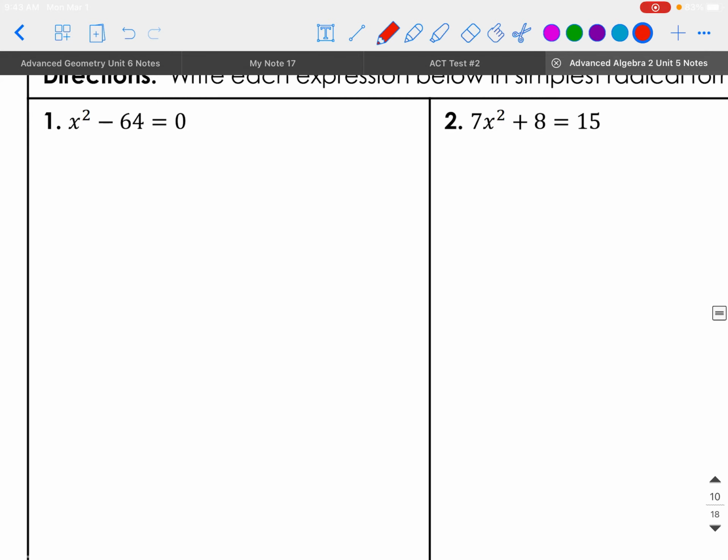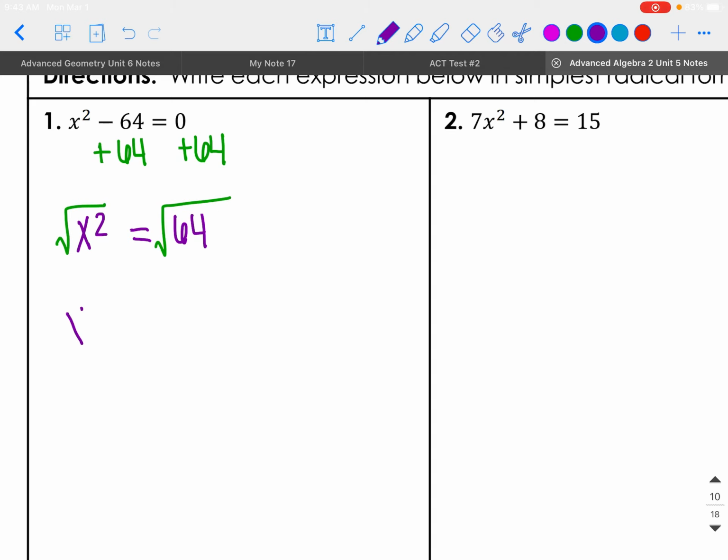So over here, if I have x squared minus 64 equals 0, then I need to add 64 to both sides to get x squared equals 64. And then we take the square root. X equals square root of 64, plus or minus 8.